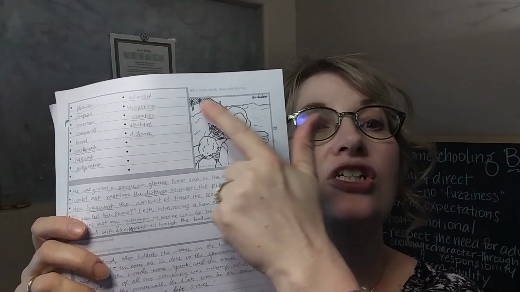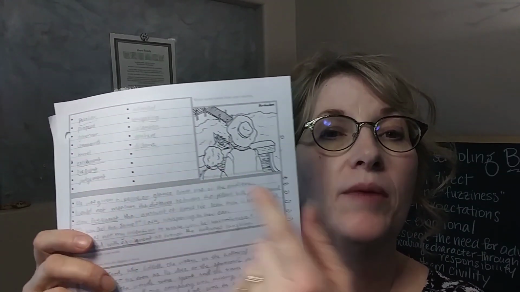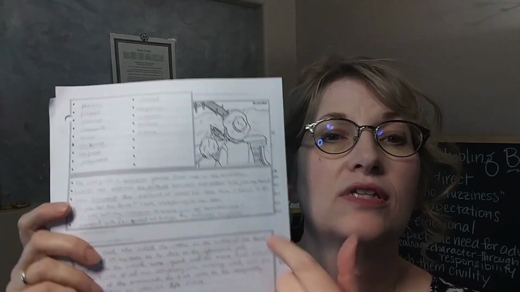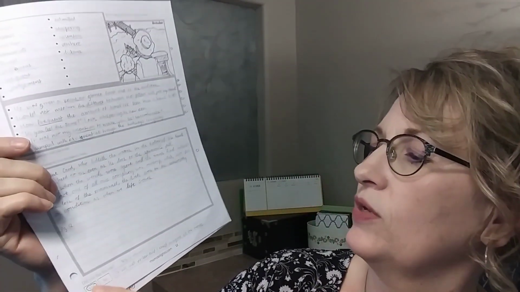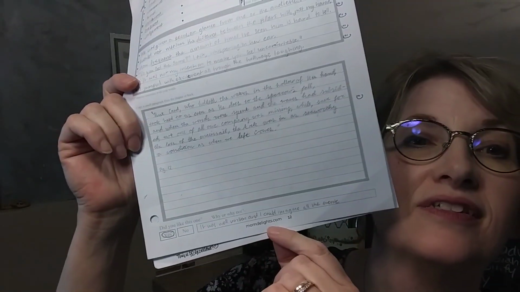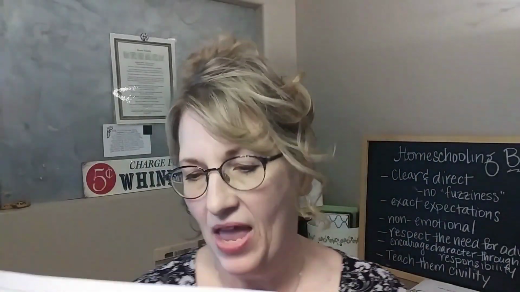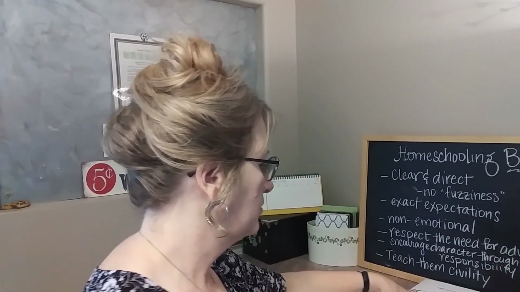Here's a little illustration she put as part of the book. Here's her vocabulary words, as I showed you. Here's the sentences. Here's the copywork. And then at the bottom, I have, did you like this one, yes or no, and why or why not? So I put that there just for fun for them. So this is from the perspective of a 15-year-old. And I will show you another perspective.